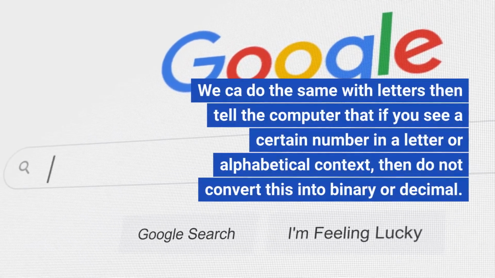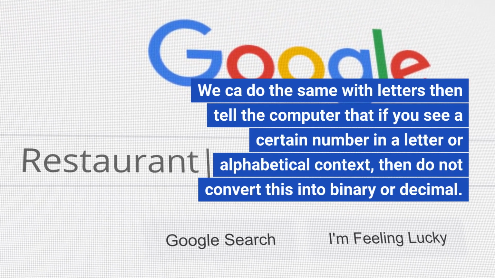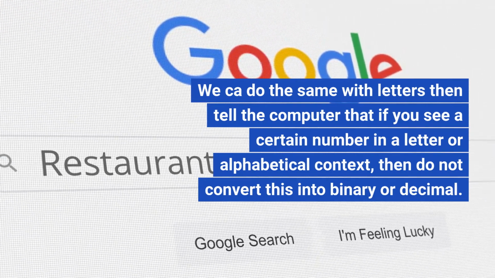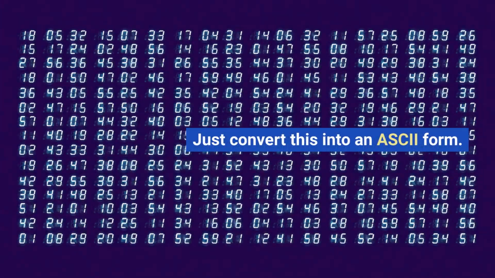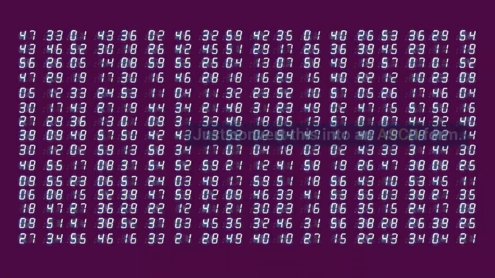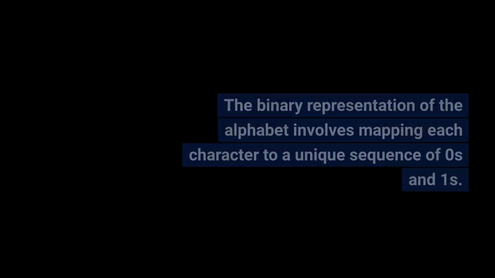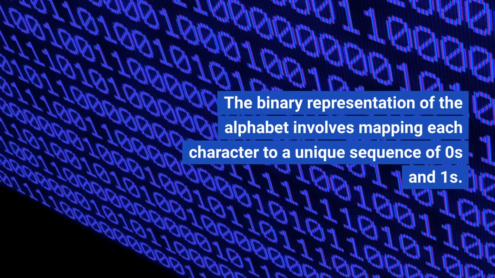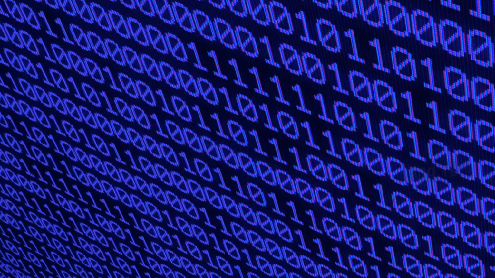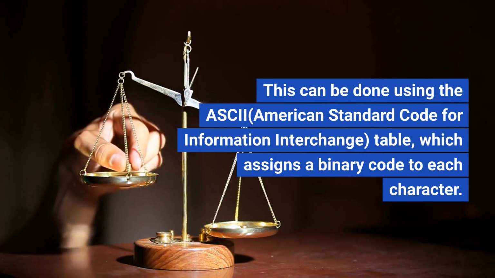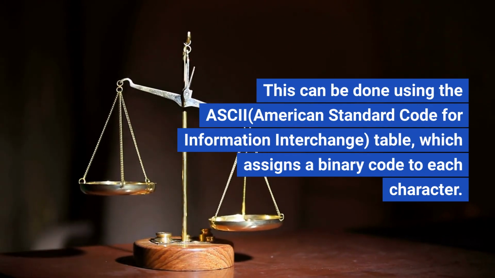Now we know that we can represent numbers, whether they are too big or not, in binary. We do the same with letters, then tell the computer that if you see a certain number in a letter or alphabetical context, then do not convert this into binary or decimal. Just convert this into an ASCII form. We therefore can assign the alphabet to binary representation. The binary representation of the alphabet involves mapping each character to a unique sequence of zeros and ones. This can be done using the ASCII, American Standard Code for Information Interchange, table, which assigns a binary code to each character.